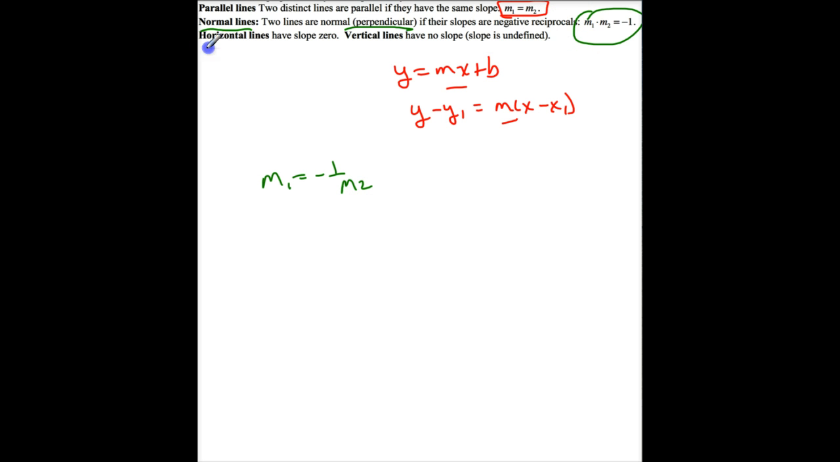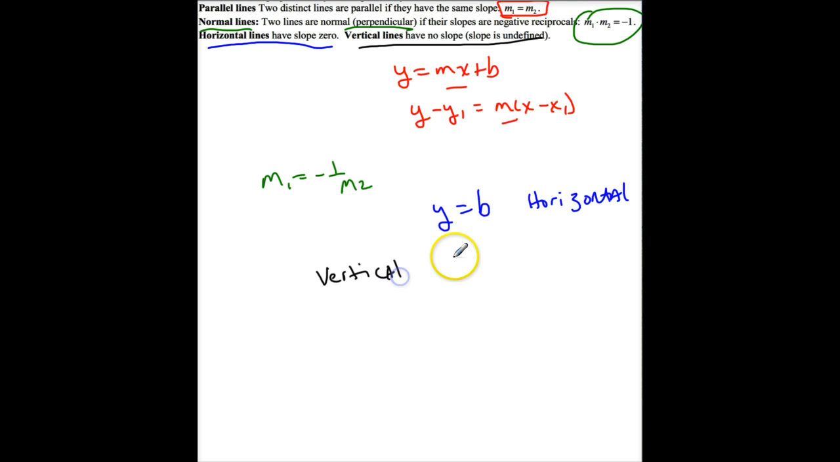Horizontal lines have a slope of 0, so y is equal to some b. If I put in a slope of 0 up here, this is horizontal. And these are key formulas in calculus. While vertical lines have no slope. The slope is undefined. So for these, we don't have a slope at all, and we write these as, a vertical line is x equals a.